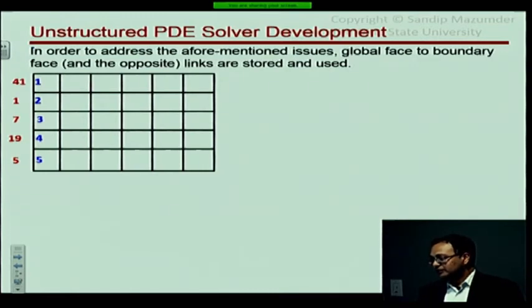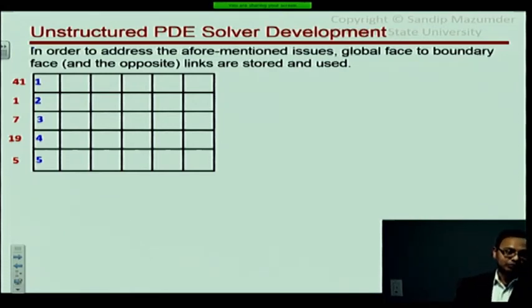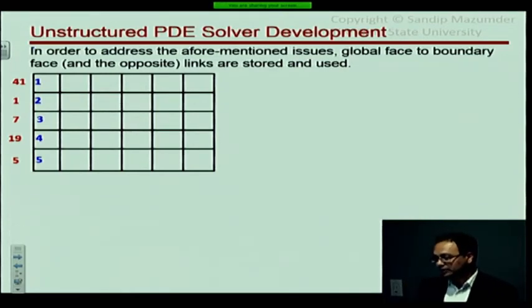So here is what we do to address this issue of numbering boundaries separately. Here I'm showing an example. The red ones are showing the global face numbers. The blue ones are showing the boundary face numbers.